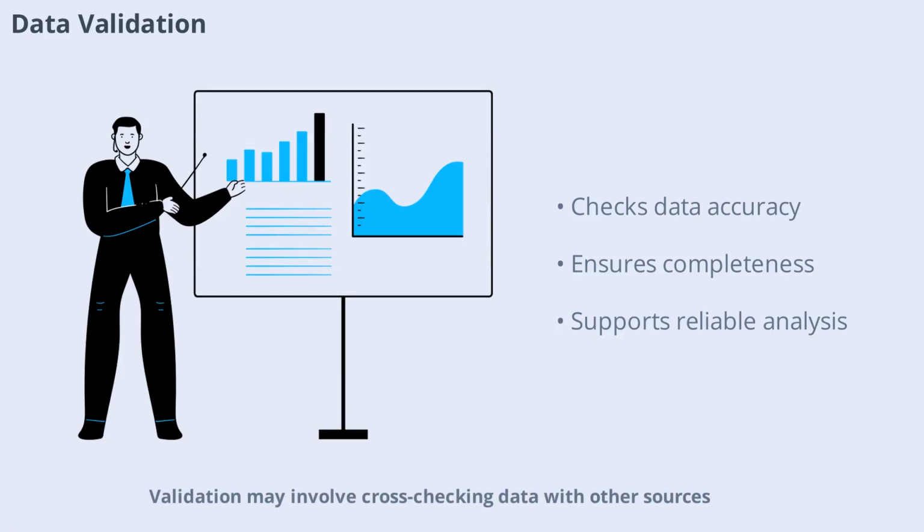Validation may involve cross-checking data with other sources, running statistical tests, or reviewing records for errors. Quality control procedures help identify and correct mistakes before analysis. By validating data, researchers increase the credibility and impact of their findings.